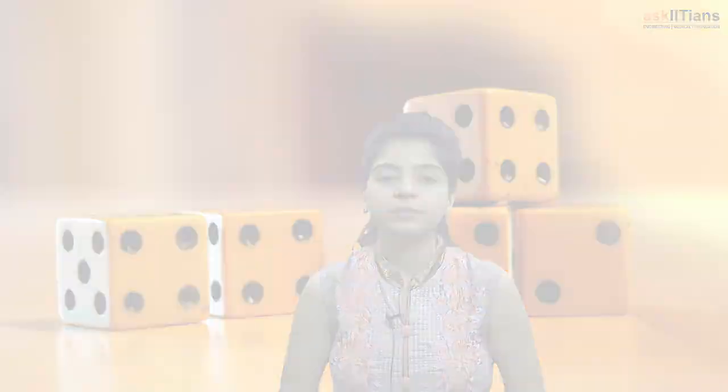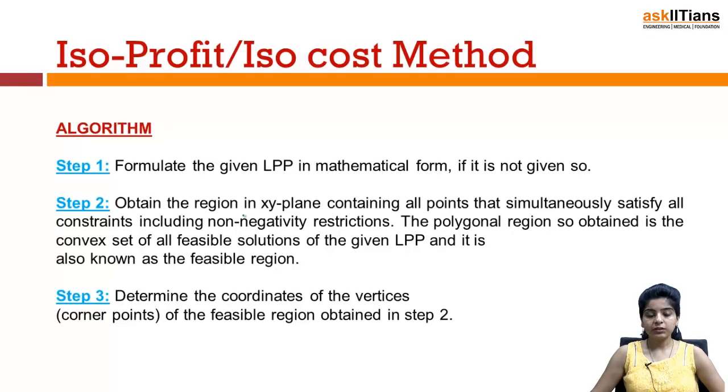So let's begin. We were discussing the graphical methods of solving a linear programming problem, and we have already discussed the corner point method. Now we will be discussing the second method, that is the iso-profit or iso-cost method. This method is also quite simple, and we will first discuss the algorithm that will tell you the basic steps that you need to follow while solving a linear programming problem using this method, and then we will also discuss some examples based on its application.